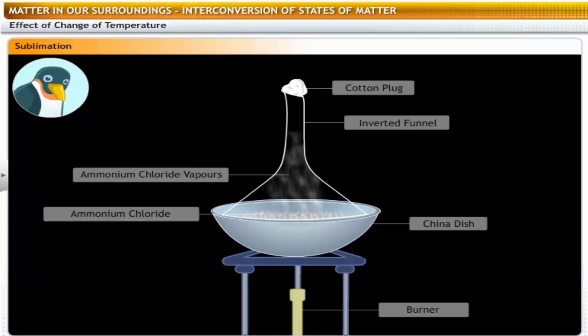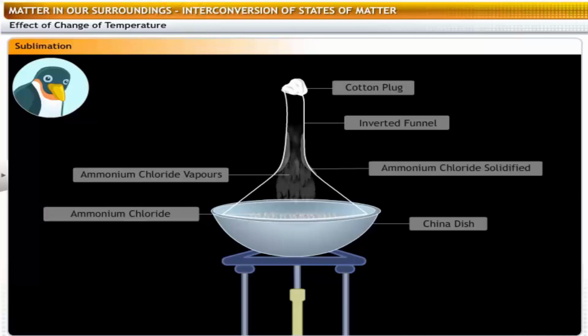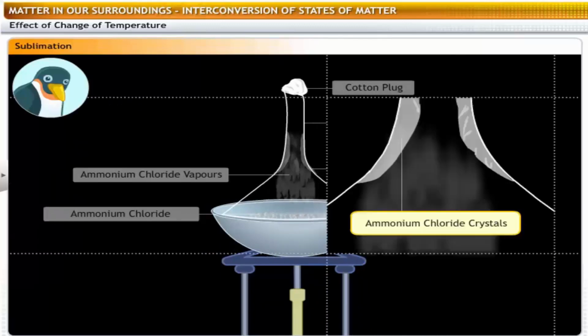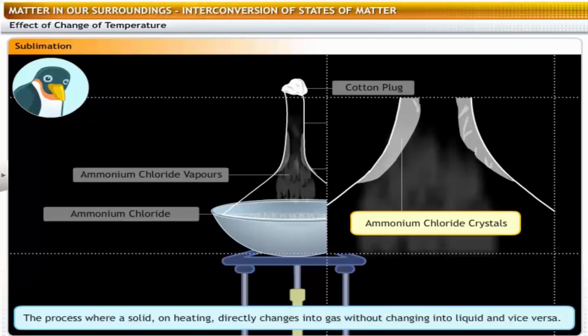Now stop heating. You can see the vapors of ammonium chloride settle as crystals on the inner walls of the stem of the funnel. The ammonium chloride crystals can be collected from the inner walls of the funnel. The process where a solid on heating directly changes into gas without changing into liquid, and a gas on cooling directly changes to solid without changing into liquid, is called sublimation.